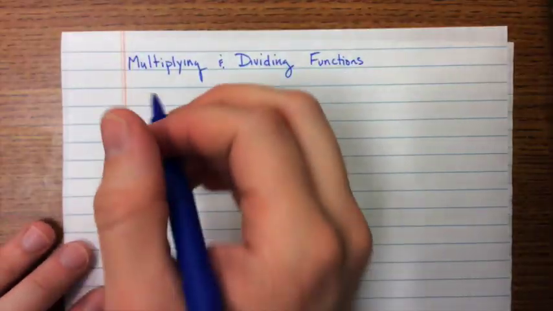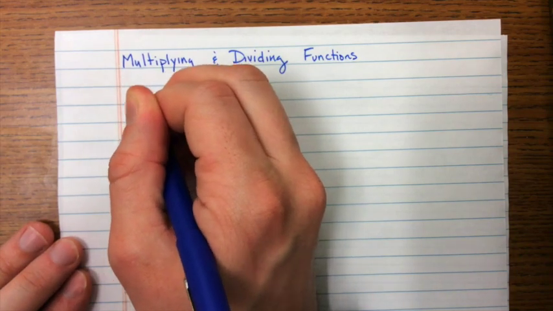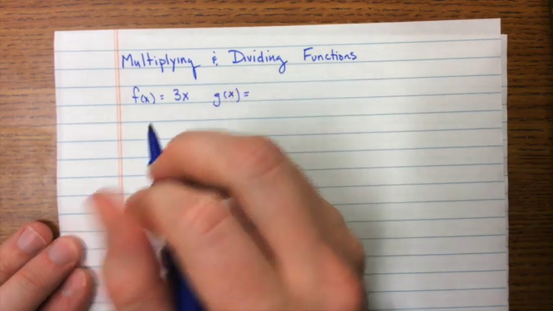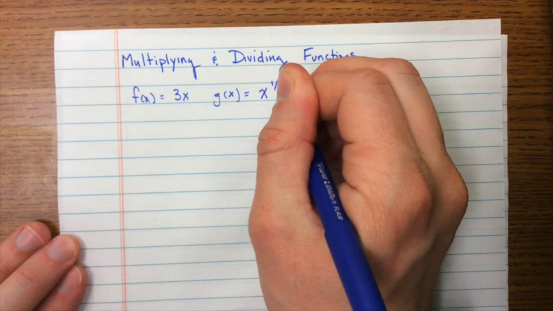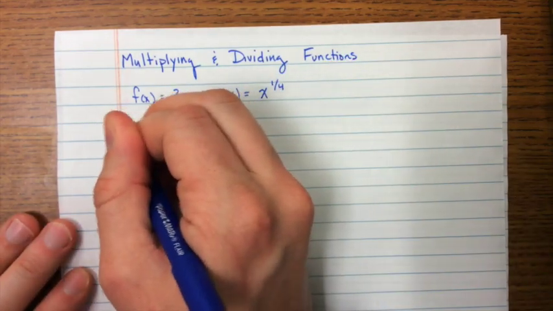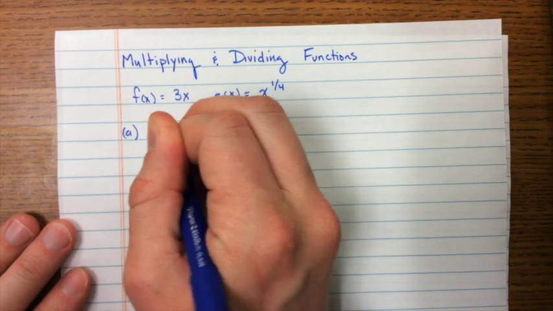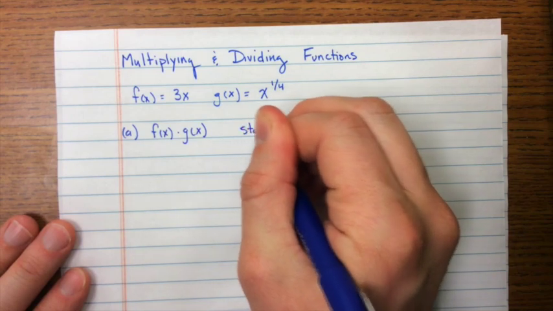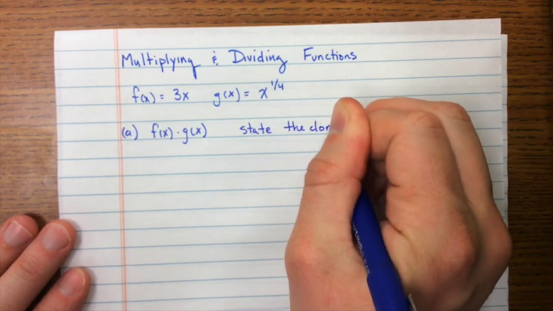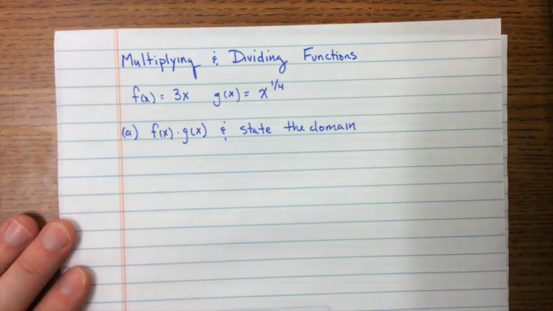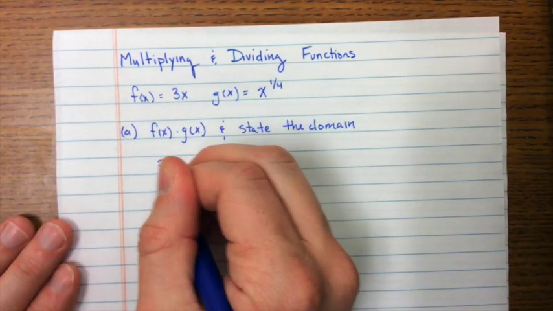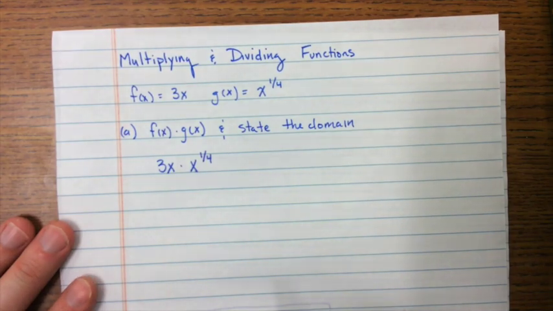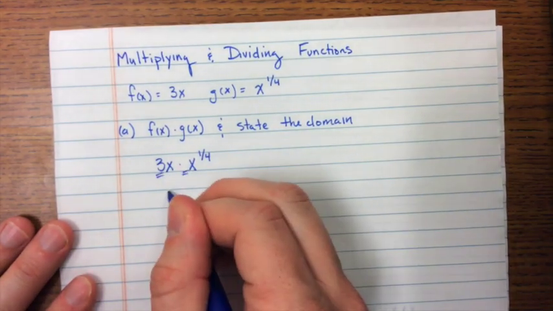Let's talk about multiplying and dividing functions. We're going to let f of x equal 3 times x and g of x equal x to the 1/4 power. And so we want to find the product for letter A. We want to know who is f of x times g of x. And then we want to state the domain. So f of x, we look, it's 3x to the 1st power times g of x, which is just x to the 1/4 power. So we have 3 times 1, which is 3.